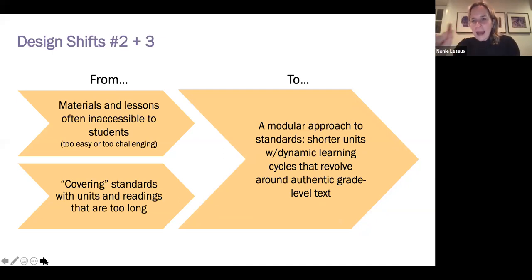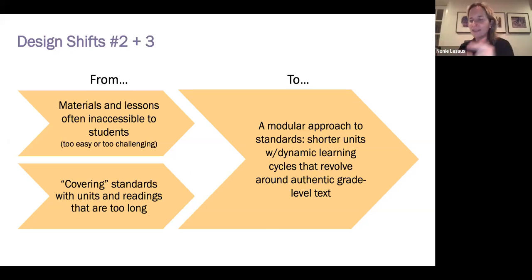What we're talking about now, and what I alluded to just moments ago, is because we're no longer going for mastery at that one moment in time. Instead, what we're doing is we're creating shorter units with more dynamic learning cycles that revolve around this authentic grade level text and big ideas and topics. It's a more modular approach to standards, such that we might cycle through and work on one standard, not get to mastery, keep moving in service of the content knowledge, the developing skills and competencies we're cultivating, and it's recursive.